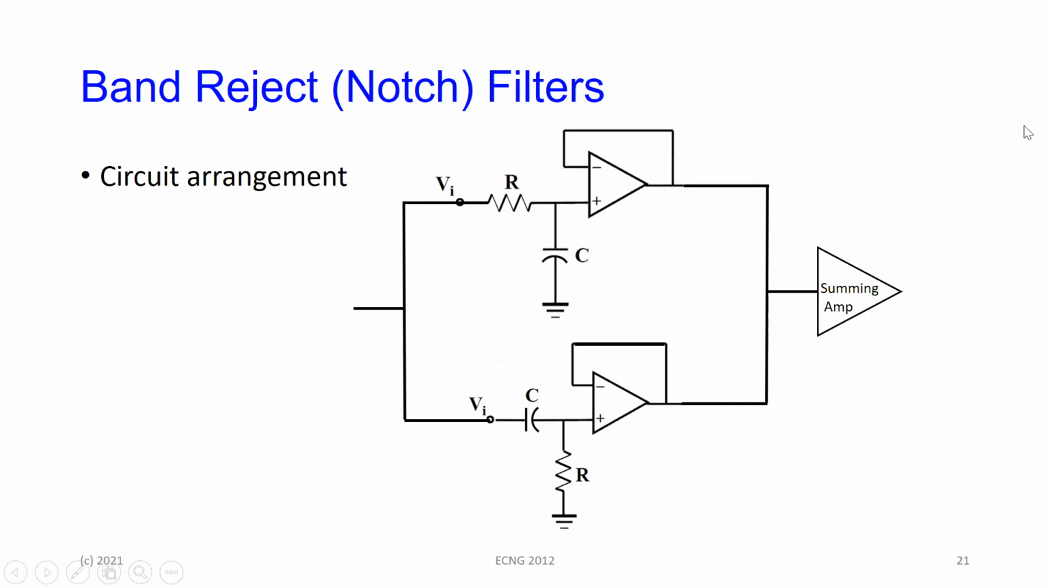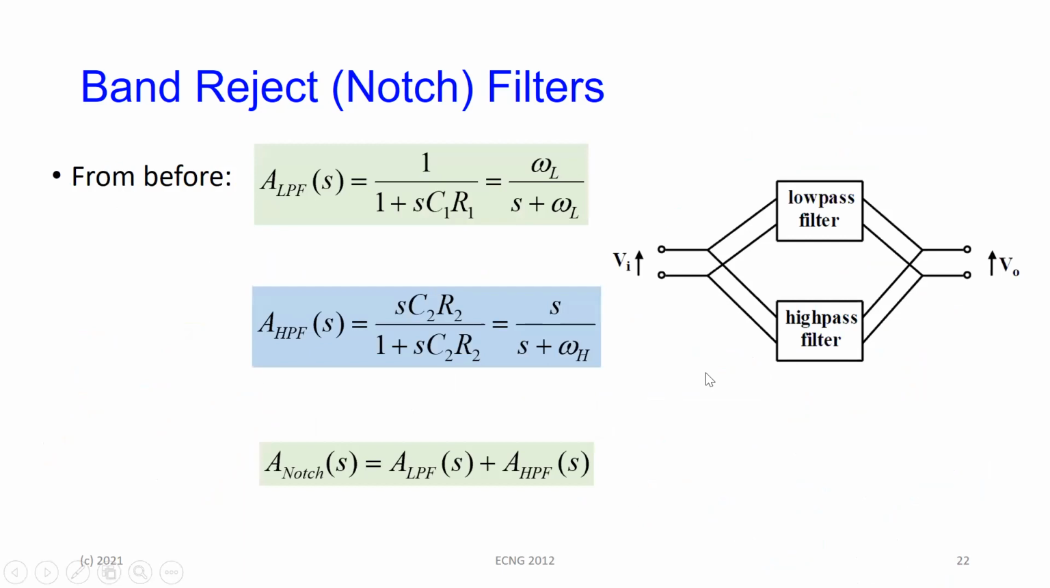So the circuit arrangement is, again, to parallel the two of them. By now, you should be able to identify this as a low pass filter here, and this is a high pass. And you put them onto a summing amp, and we know you can make summing amps very easily with op amps. And as before, we take the low pass filter and we create its own behavior, its own transfer function. So the notch is going to be whatever is the transfer function of the low pass plus the transfer function of the high pass.